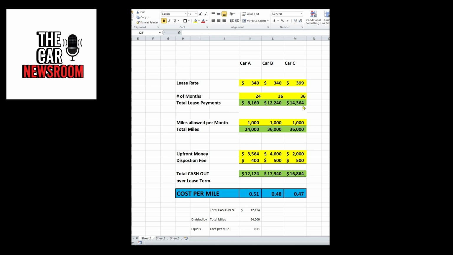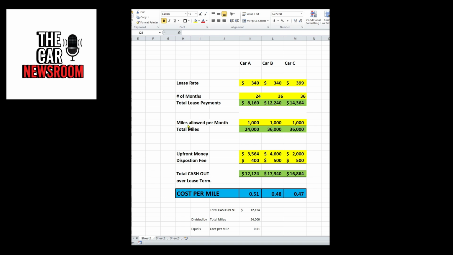Now this green field calculates 340 times 24, in this case 8,160 for car A. For car B, it takes 340 times 36, which is 12,240. If you don't have Excel and you've got a calculator, all you have to do is ask: how much is the lease per month? How many months am I paying it? Calculate that in the calculator and write it down. So in this case, we're going to write down 12,240 off to the side.